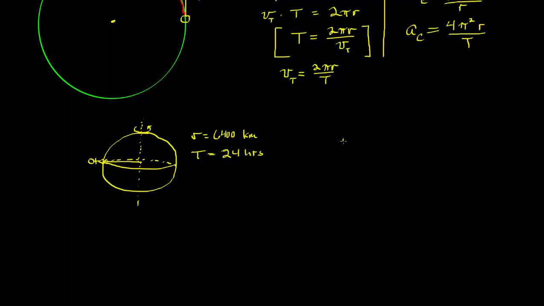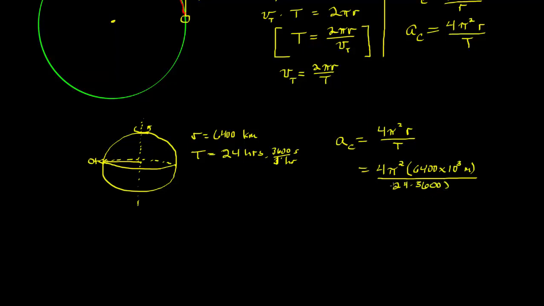So we have to convert this stuff, but we can see that the centripetal acceleration would be 4 pi squared r over the period squared. So we get 4 pi squared times the radius, 6,400 times 10 to the third meters over 24 hours. 1 hour is 3,600 seconds. So divided by 24 times 3,600, and that would be seconds. So we get a centripetal acceleration of 0.034 meters per second squared.